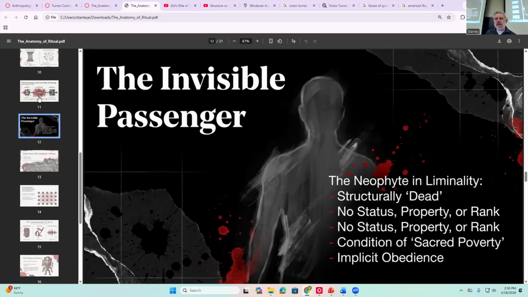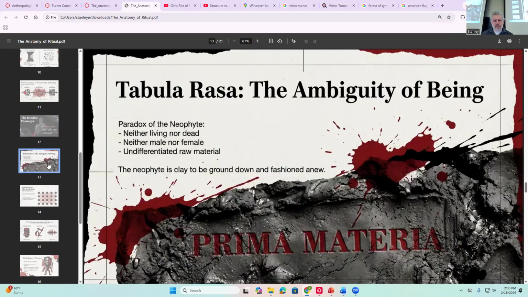And there's this implicit obedience to authority, right? While there's no status or property or rank between the people going through the ritual, you have implicit obedience to the people running the ritual, right? So they are in charge. You have to do whatever they say. And it creates this kind of paradox in which the old is washed away, and you are recreated as a new person within this new status.